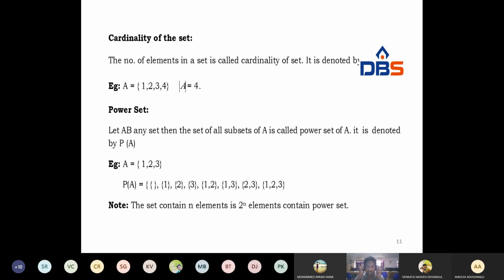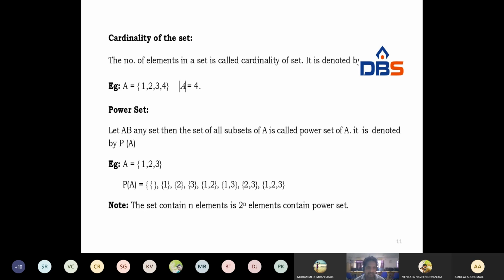So next, cardinality of a set. The number of elements in a set is called the cardinality of the set. Okay? And it is denoted by a bar. The number of elements in a set is called the cardinality. However many elements a set has, counting those elements together, we can call it the cardinality. See, for example, A equal to set 1, 2, 3, 4. So how many elements are there in total? 4 elements. So A bar equal to 4.